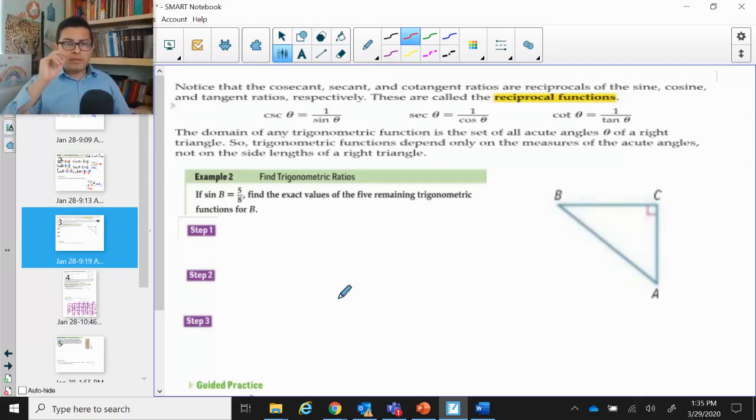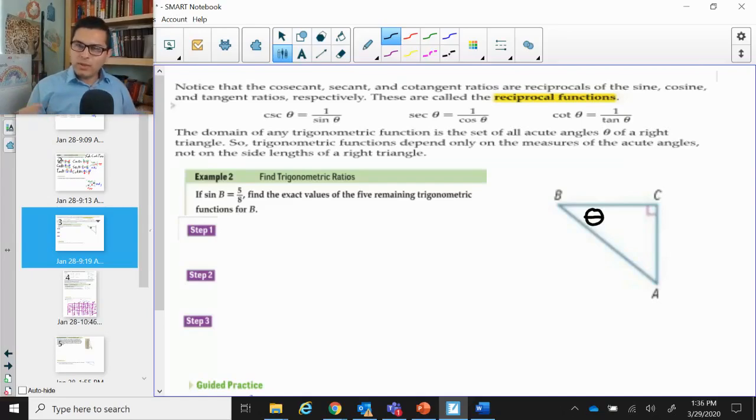That's all that's saying. Now, in this example, it says if sine of B equals 5 over 8, find the exact values of the 5 remaining trigonometric functions for B. How do we do that? Well, we know a few things. First of all, we know what angle is going to be theta in this example. It says sine of B, which means that B is going to be our theta value, so I will write it right over here.